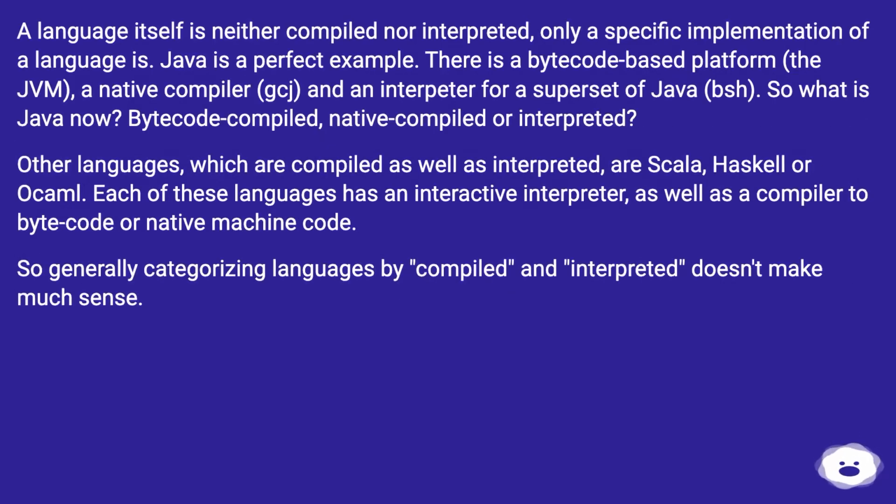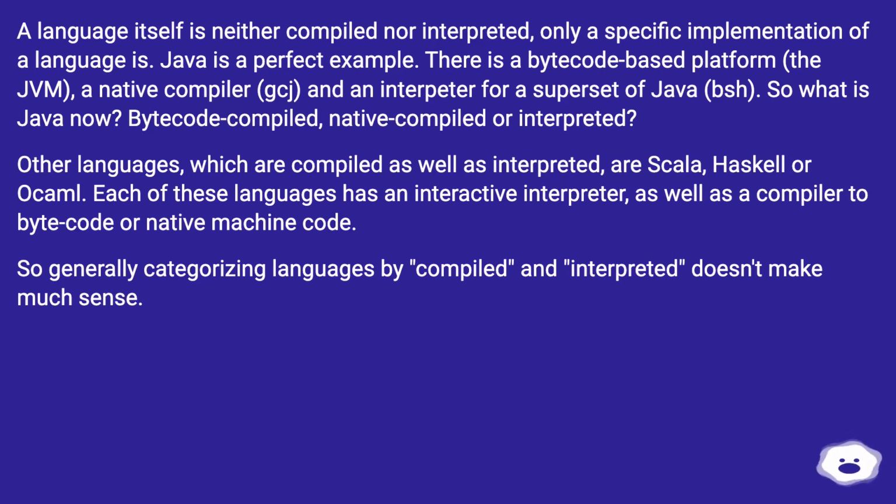A language itself is neither compiled nor interpreted, only a specific implementation of the language is. Java is a perfect example. There is a bytecode-based platform, the JVM, a native compiler, GCJ, and an interpreter for a superset of Java, BSH. So what is Java now? Bytecode compiled, native compiled or interpreted?